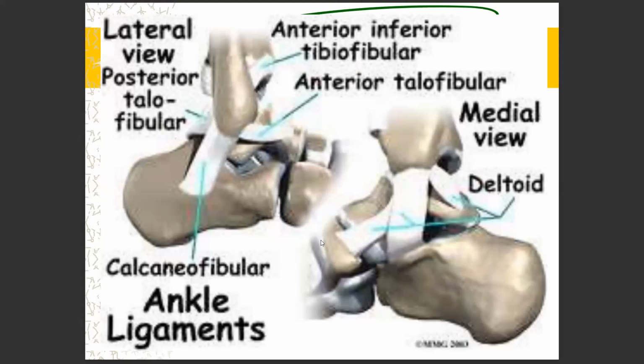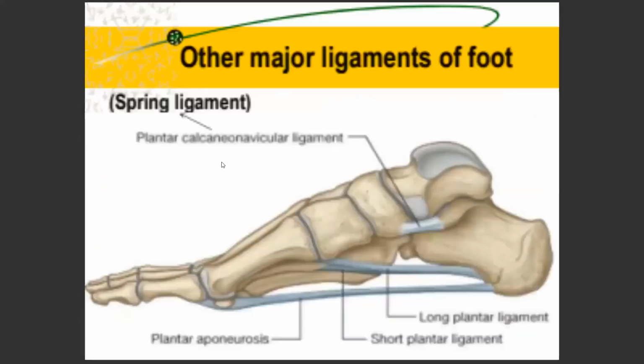And this is the summary of the ligaments which we discussed in the previous slides. The ankle ligaments, that is the lateral ligaments. These are the medial ligaments known as the deltoid ligaments. This is the ATFL, the PTFL, as well as the calcaneofibular ligament.